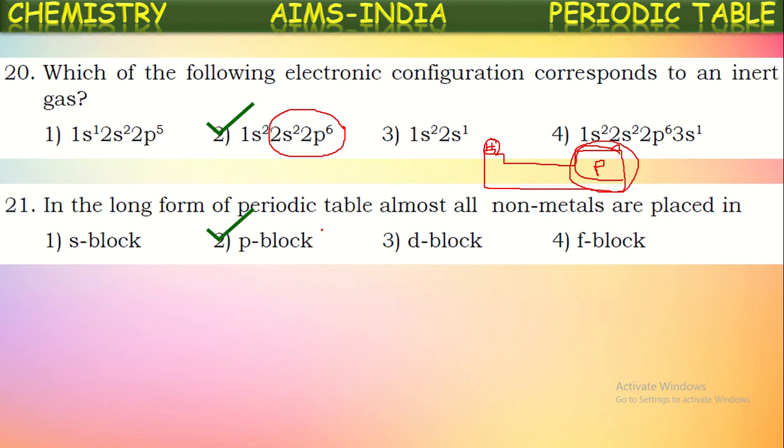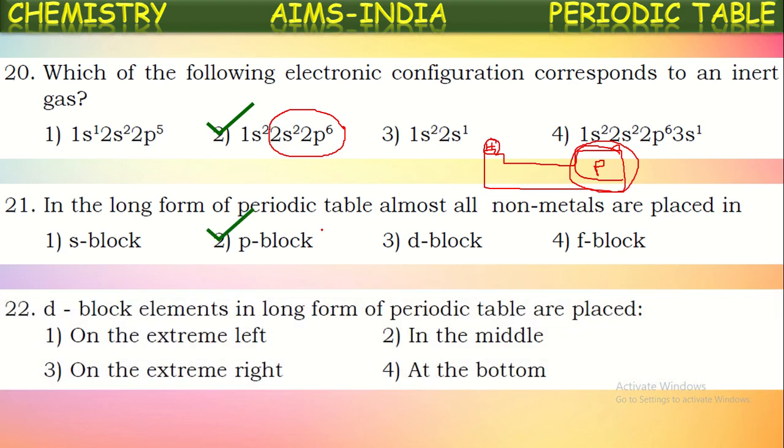Okay, that's correct. Next one, d block elements in the long form periodic table are placed. Where are these d block elements present? D block elements are present in between s block and p block. That is the middle portion. At the middle of the periodic table, these d block elements are there. So in the middle.